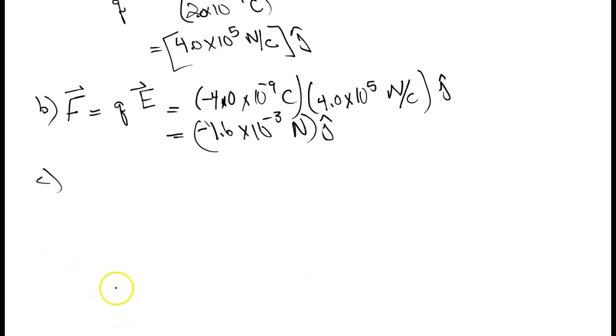And now part C says, imagine now that you have a force that is equivalent to this negative 1.6 times 10 to the negative 3rd newtons placed on where the negative 4 nanocoulomb charge is, and there's another test charge that experiences the same force. What is that second charge?